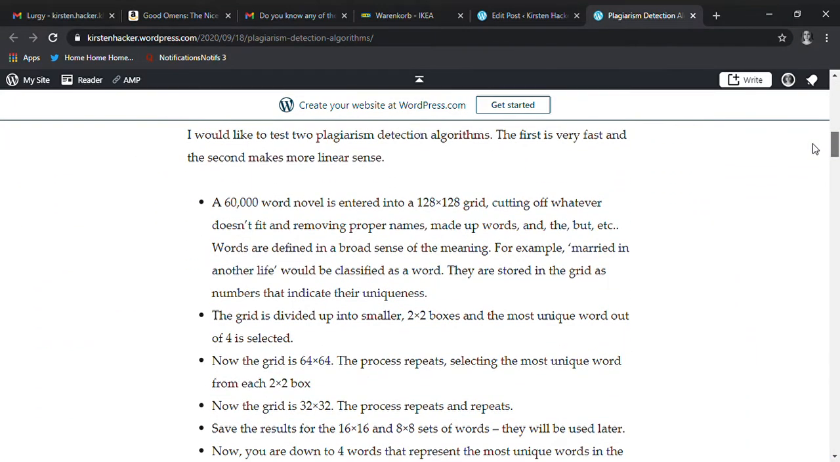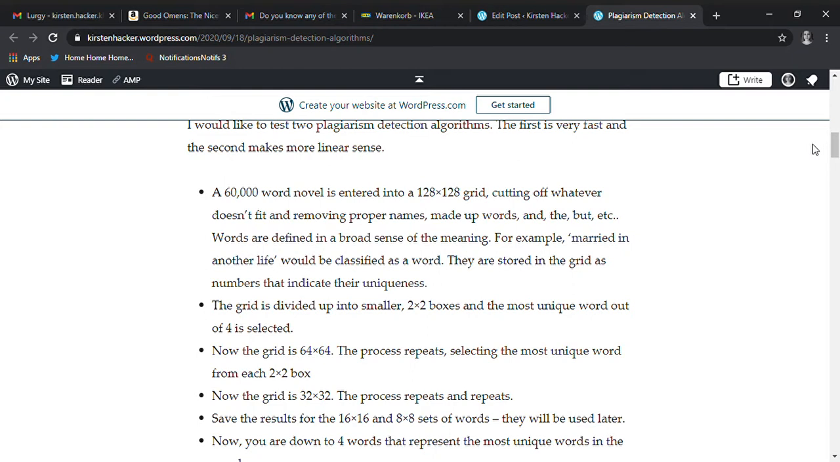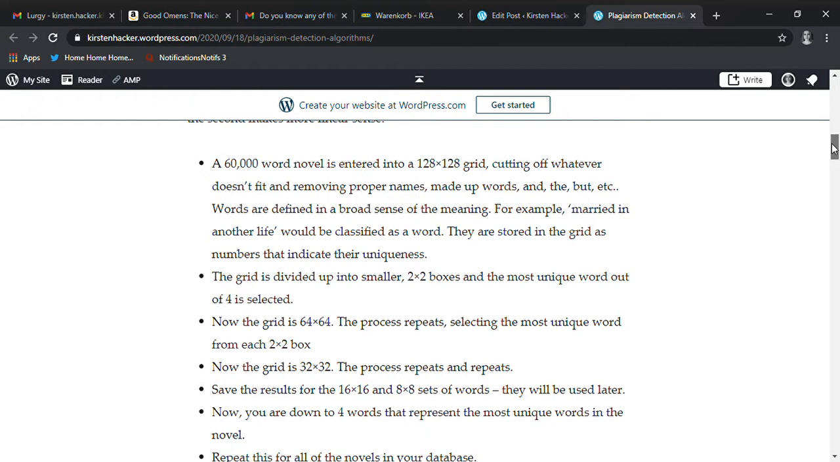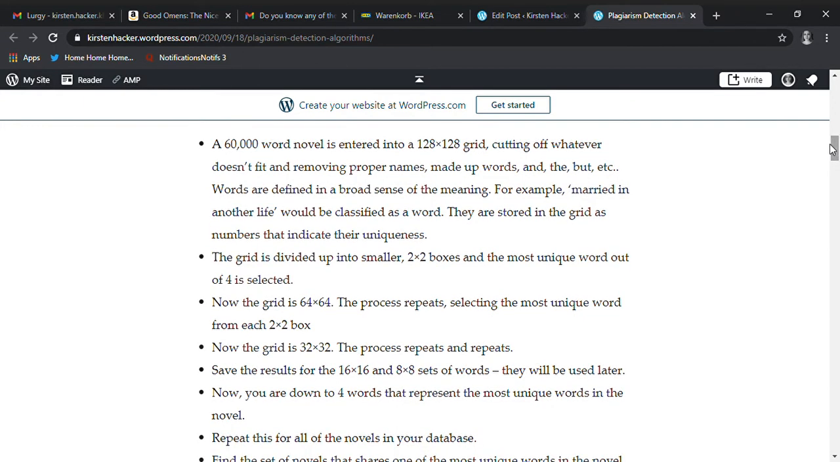I would really like to test two plagiarism detection algorithms. The first is very fast, and the second one makes more sense in a linear thinking style. The first one requires thinking in terms of a 2D grid. So you take a 60,000 word novel and enter it into a 128 by 128 grid. And this is important because it's a power of 2. And this would cut off whatever doesn't fit.